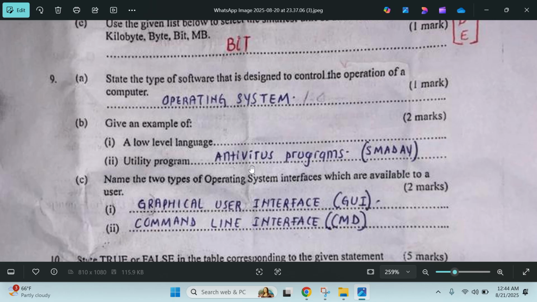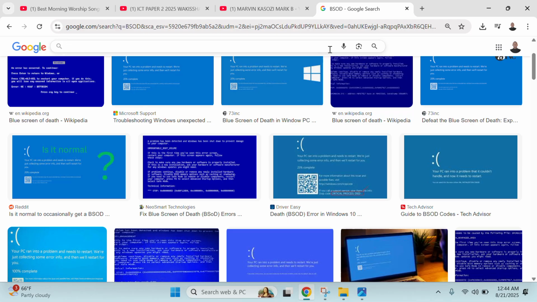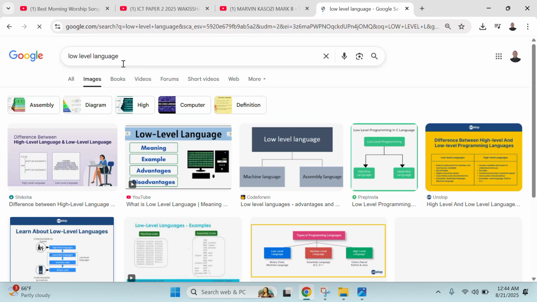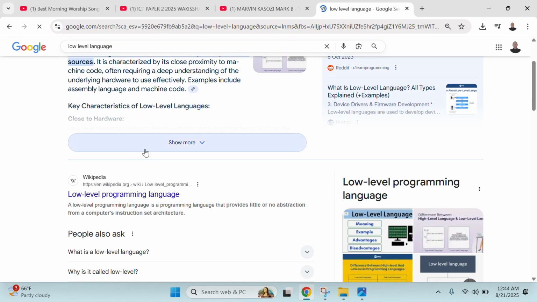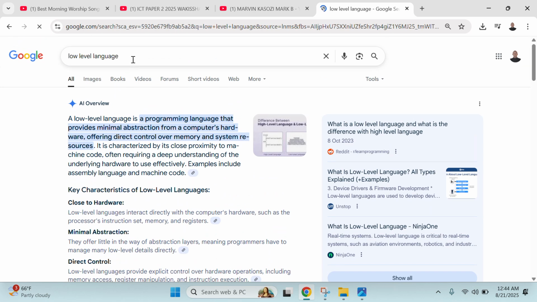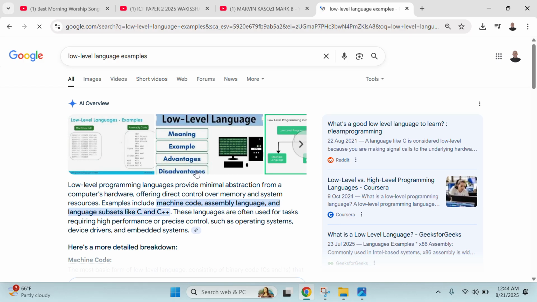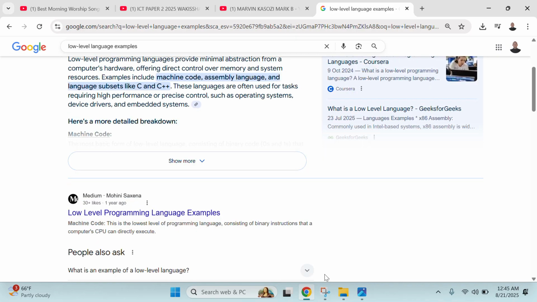Backup utilities, etc. Low level languages. The most common examples of low level languages are machine language and assembly language.